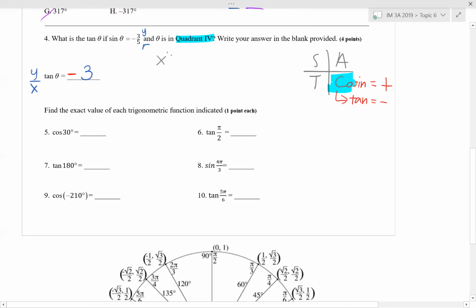And so remember that x squared plus y squared equals r squared. That r is the hypotenuse of the triangle drawn in the unit circle. So if we do x squared plus 3 squared equals 5 squared, you might recognize that this is a 3, 4, 5 right triangle. So we should get 16 for x squared. 25 minus 9 is 16. So if we take the square root of both sides, then x is 4. Okay. So tangent is y over x, so tangent is -3/4.